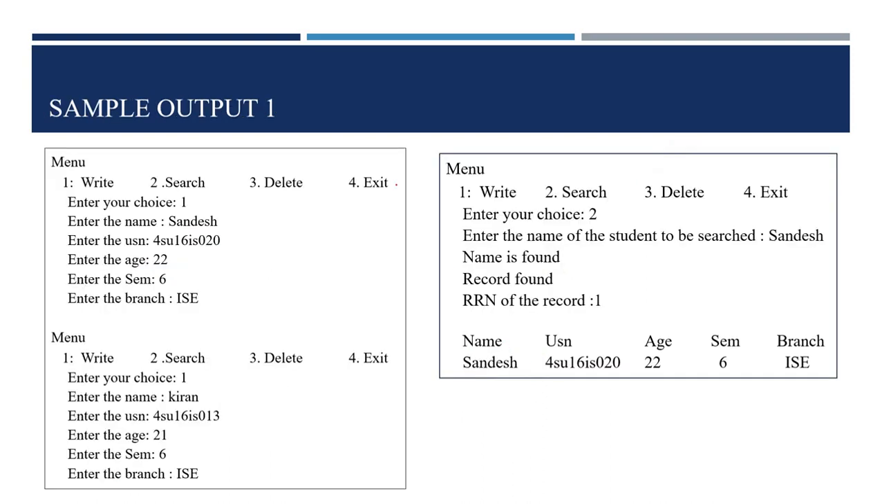Let us see a sample output of the program. The user is given the choice to write, search, and delete. Write is nothing but to add an element. Enter the choice 1. The user enters choice 1. So the name, USN, age, semester, and branch of the student are entered. Similarly, the user enters one more element. And the second time, the user is asked for a new choice. Here the input from the user is 2.